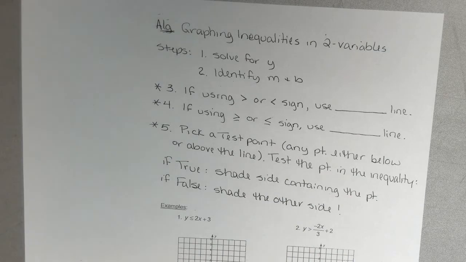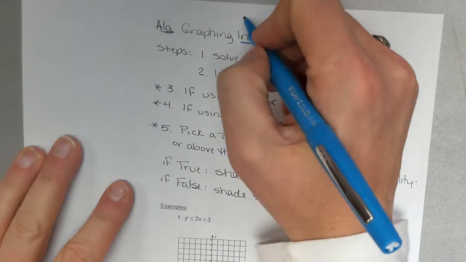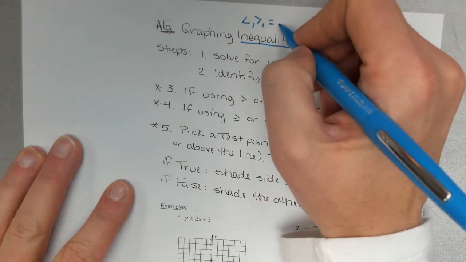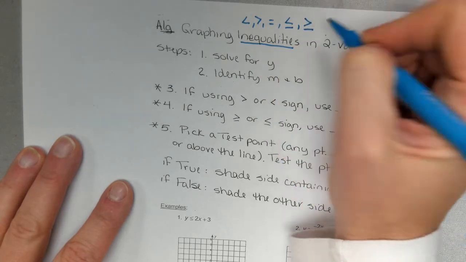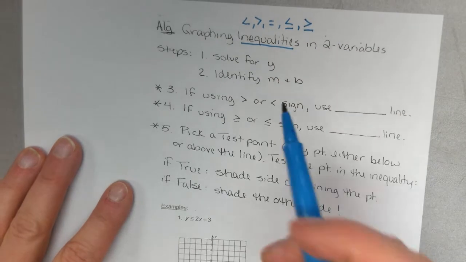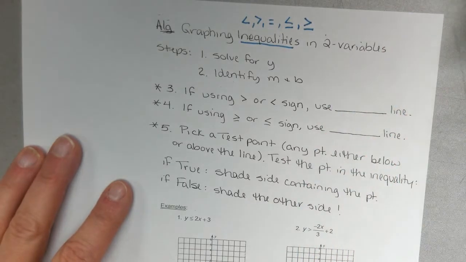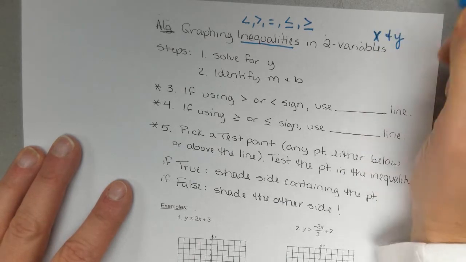So we're going to be talking about how to graph inequalities in two variables. So remember, an inequality is something with a less than, a greater than, or an equal sign, or you could have less than or equal to, or greater than or equal to. Okay? So those are inequalities. And when there's two variables, that means you're going to have like an x and a y, or something like that.